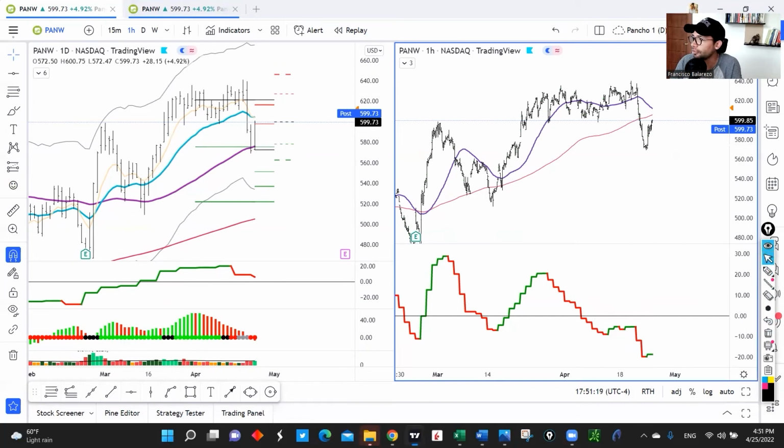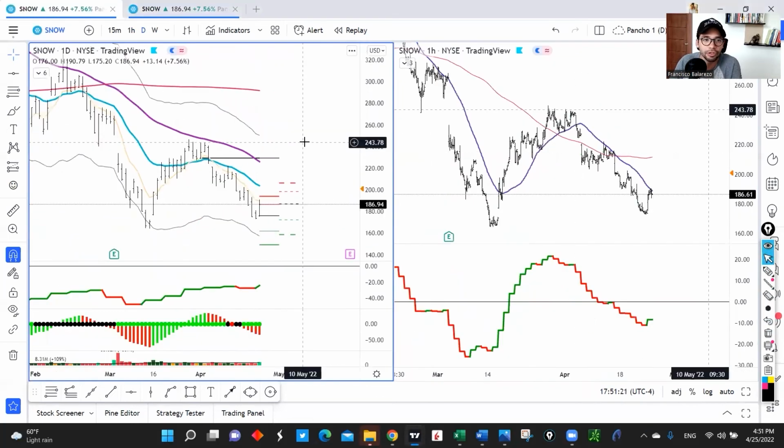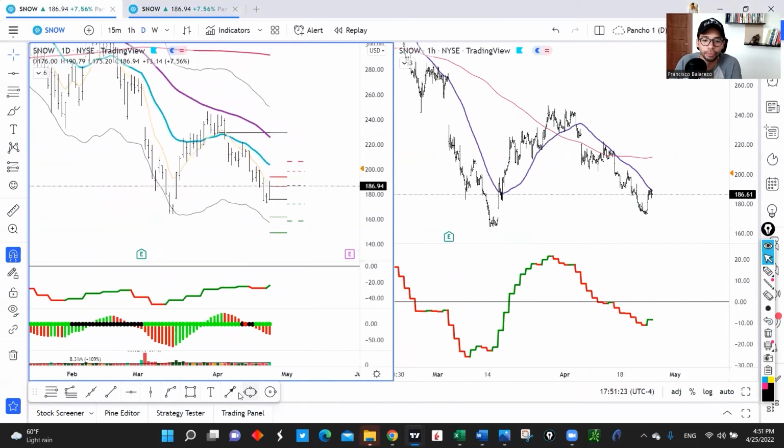Now let's take a look. I have 2 more names here. I have Snow. As you can see, right, Snow, we kind of tested the lows, right? It's actually a higher low, but what is this doing, right? You can see it here in the hourly, right? The hourly acted as resistance.